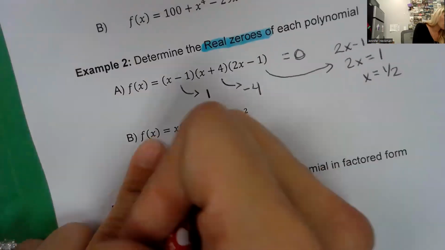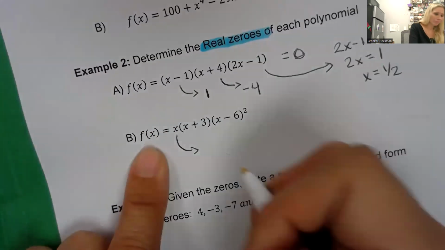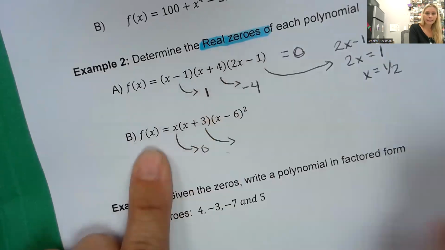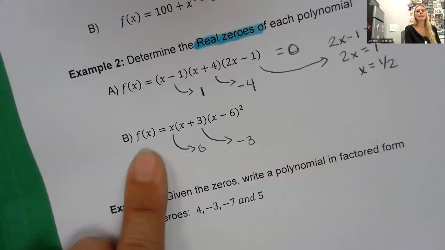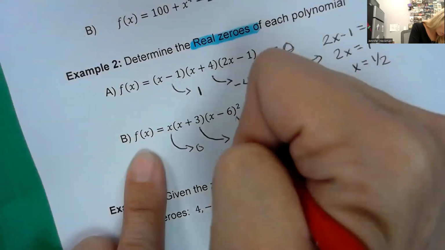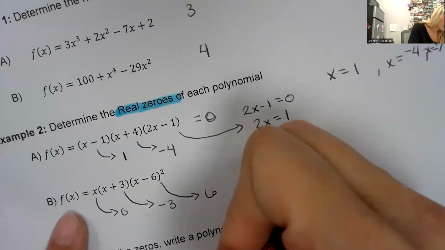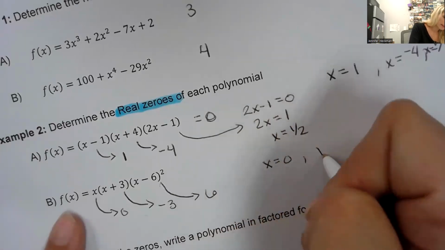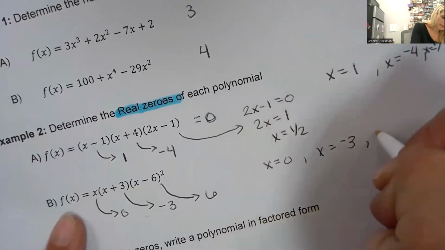So again, we're thinking to ourselves, what makes a 0? Well, what makes x 0? 0. What makes x plus 3 0? -3. What makes x minus 6 0? 6. Okay, so our zeros right now are x equals 0, x equals -3, and x equals 6.